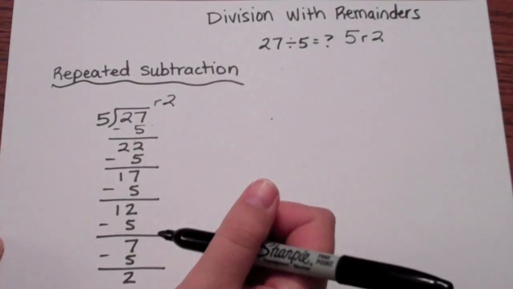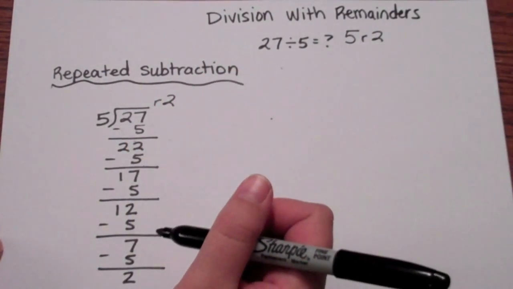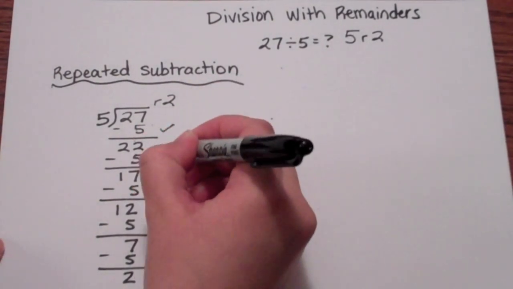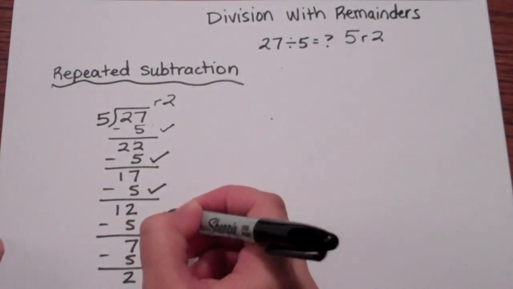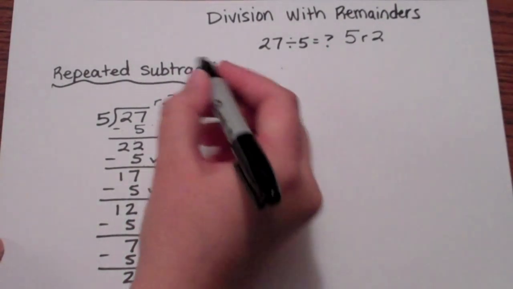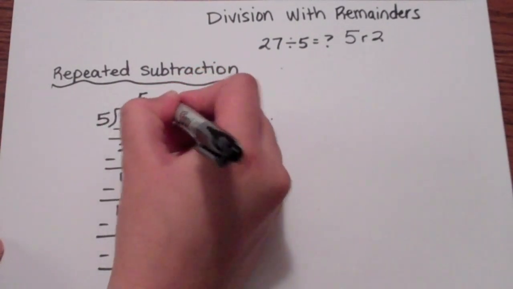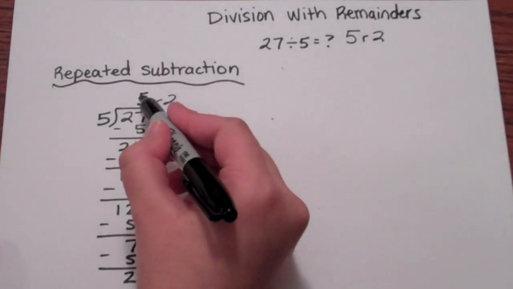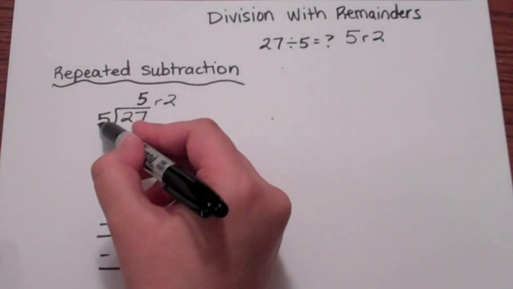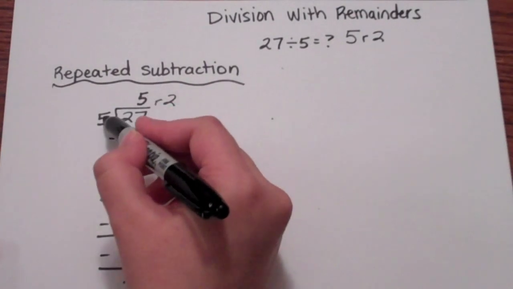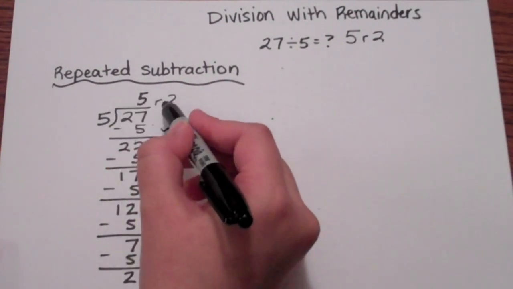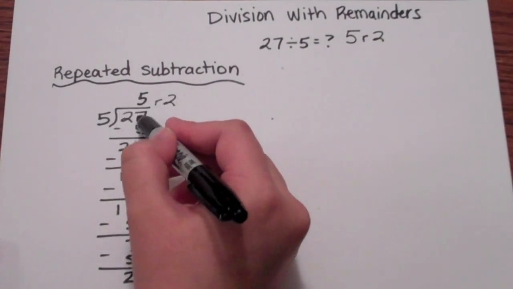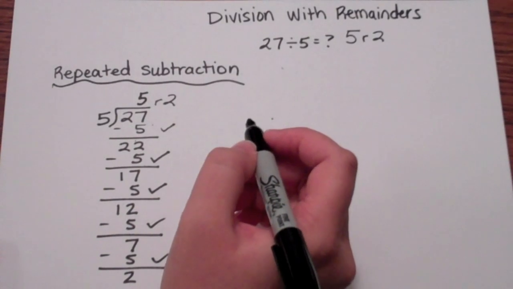R2 means remainder 2. Now the big question is, how many times did I take out 5? I took it out 1, 2, 3, 4, 5 times. My answer is 5, remainder 2. I can check that by multiplying my quotient 5 times my divisor 5. 5 times 5 is 25, plus my remainder of 2, 25 plus 2 is 27. So I have the correct answer.